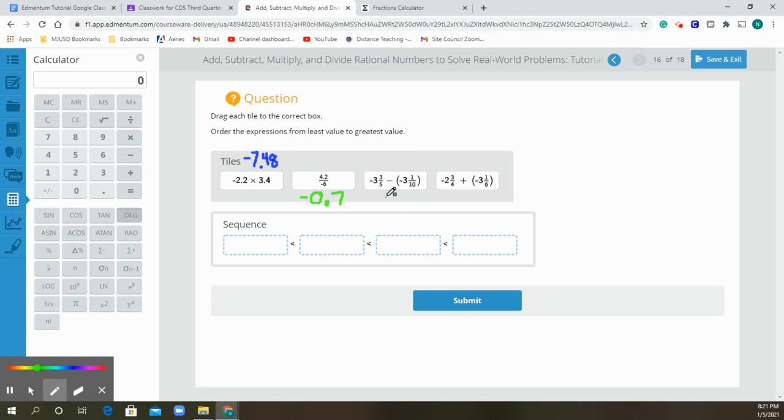Now I have to double check the signs. I hope that makes sense. So it equals a half, but I need to know the sign. Negative minus a negative is the same as a negative plus a positive. So I think that's a positive half.